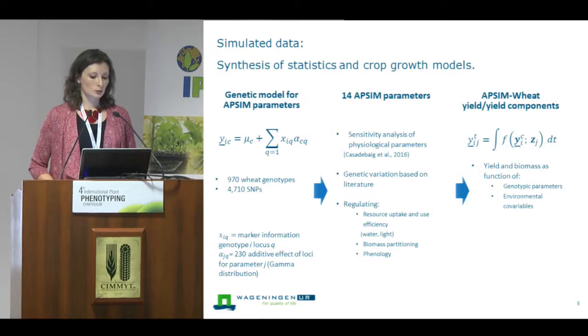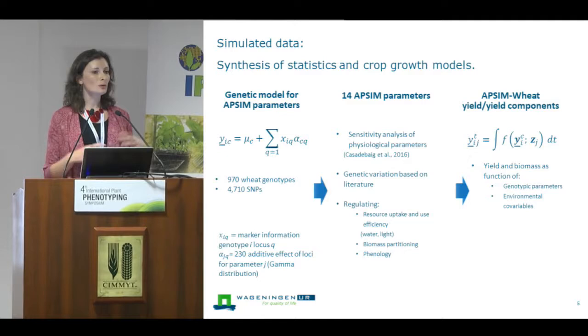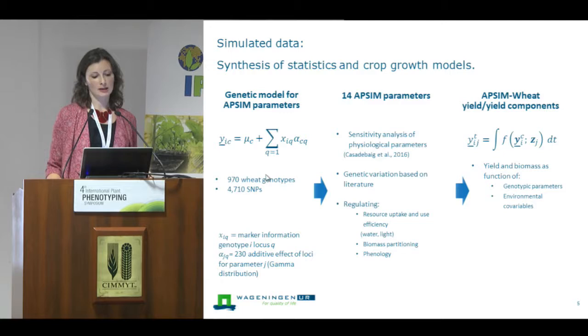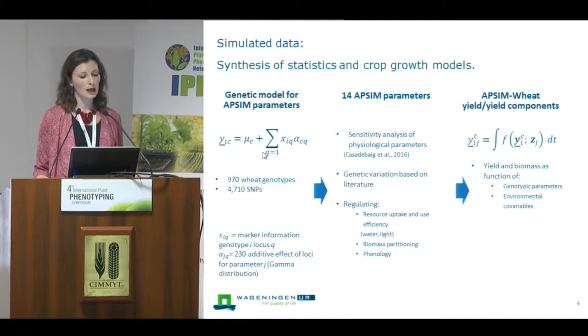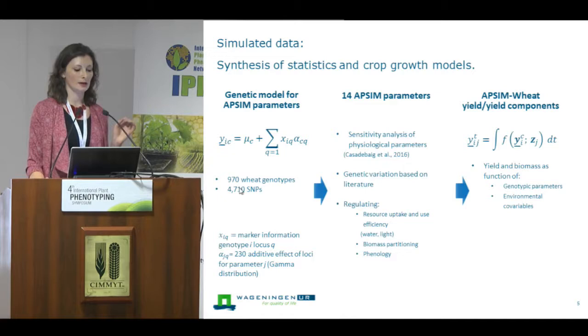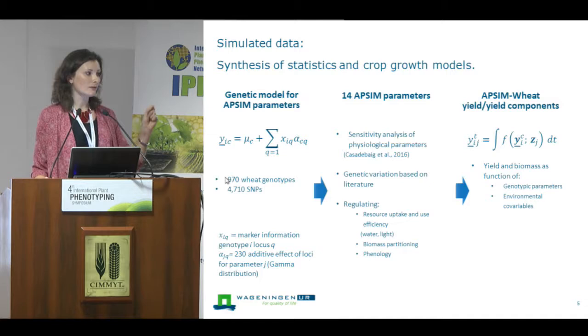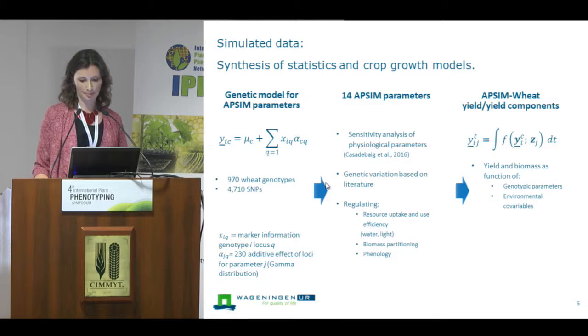To do so, we combined some statistical models with crop growth models to simulate data that could come from a phenotyping platform. The basic idea is that we have some genetic model, so some QTL or genomic prediction model, underlying some upstream parameters. Each of the 970 wheat genotypes had a different value for each of these parameters, and this different value was explained by the SNPs. So we introduced these upstream parameters and some environmental information to produce biomass over time and yield components also at the end of the growing season.